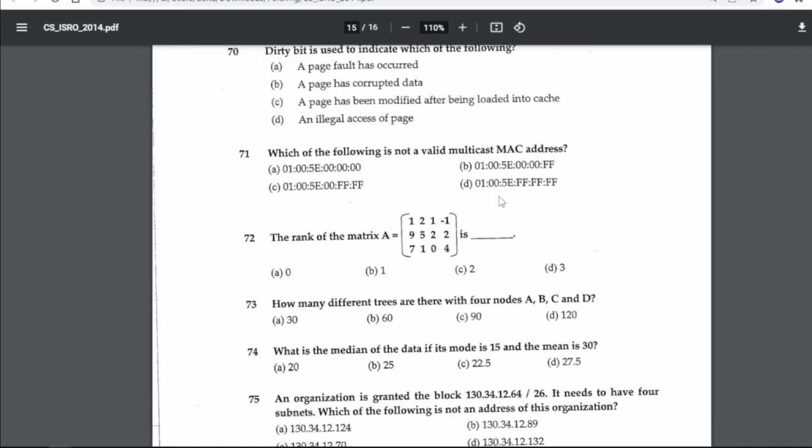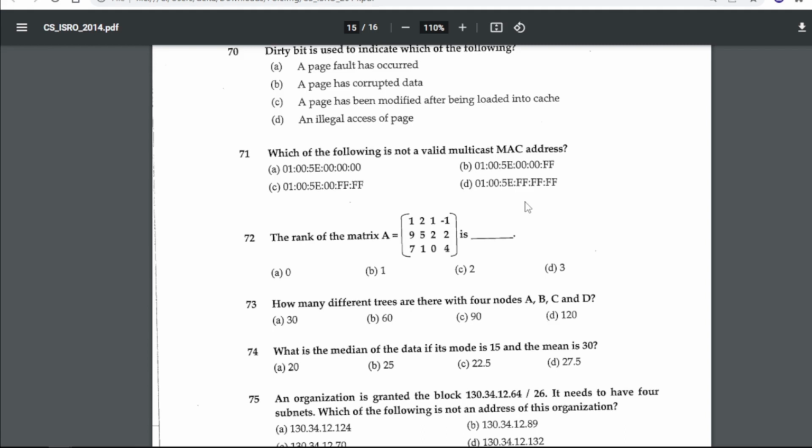So if you look into all these options, you will get the answer as D, that is, this is not a valid multicast MAC address. Basically, a multicast MAC address frame is either flooded out all ports if no multicast optimization is configured, or sent out only the port interested in receiving the traffic.